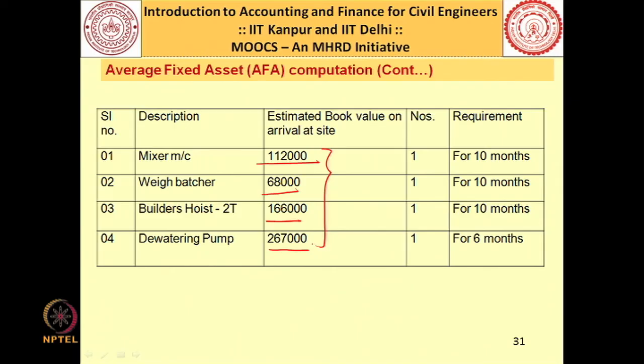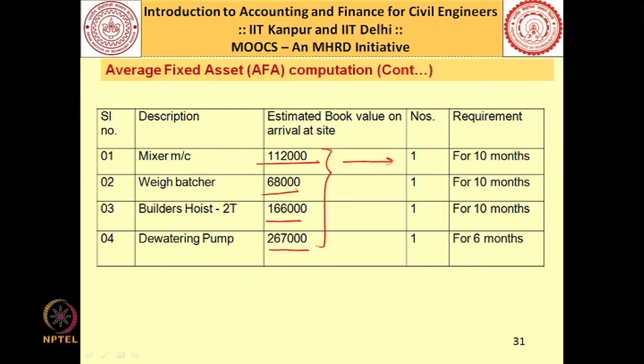to the concept of depreciation. So, every month you can calculate the depreciation. Now, suppose that this particular equipment is there at the site for 10 months, this is also for 10 months, this is also for 10 months, and the dewatering pump is needed only for 6 months.